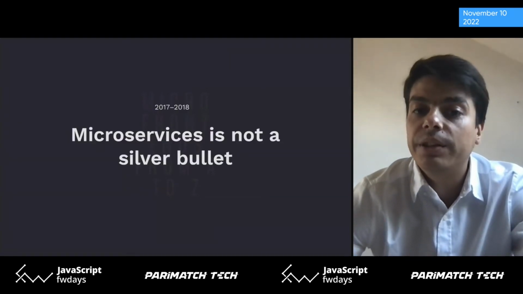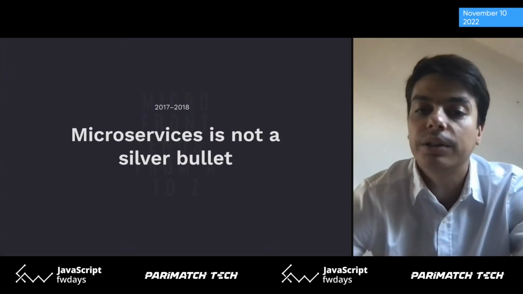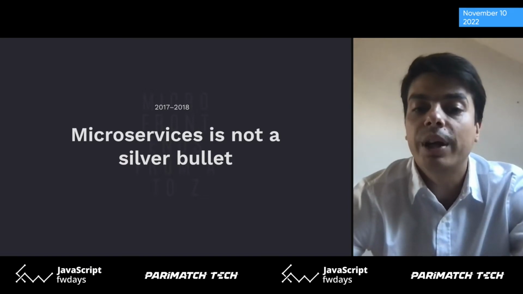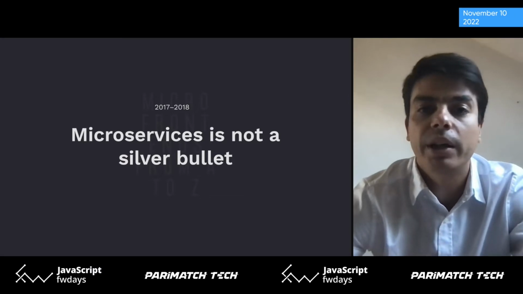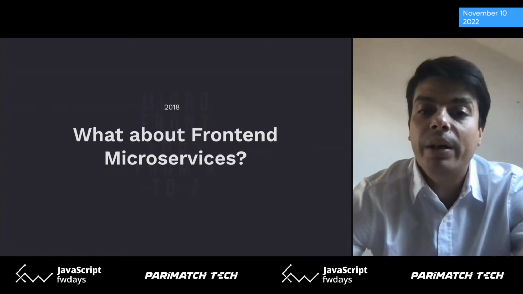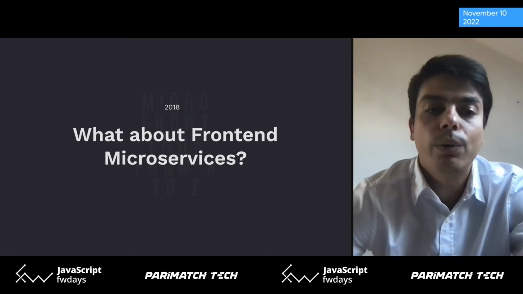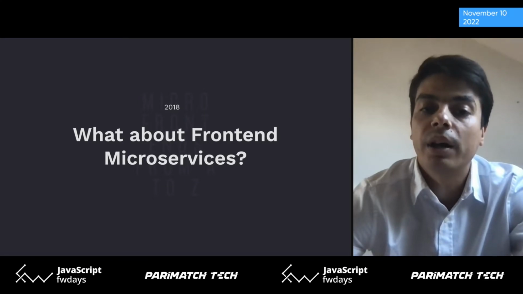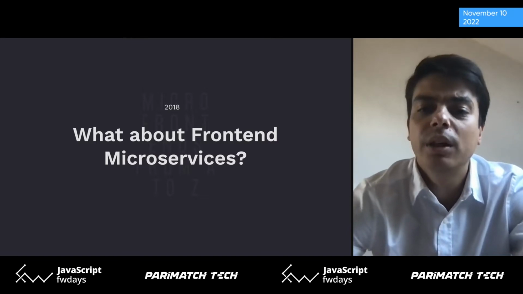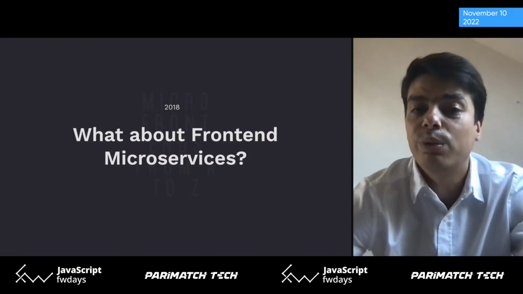Somewhere between 2017 and 2018, the community started talking that microservices are not a silver bullet. Microservices are not for every project, not for every team, and I would agree with it. And as I remember, in 2018 on Fowler's blog, there was an article saying that we are talking about microservices on the backend. What about using this approach on the front end?